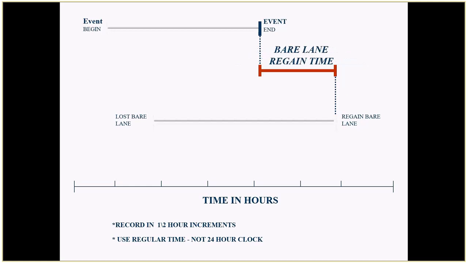Here's an example of bare lane regain time. You've got your event beginning. At some point we lose the bare lane, but then once that event ends, the time until you actually regain the lane is the bare lane regain time. Record in half-hour increments and use regular time.